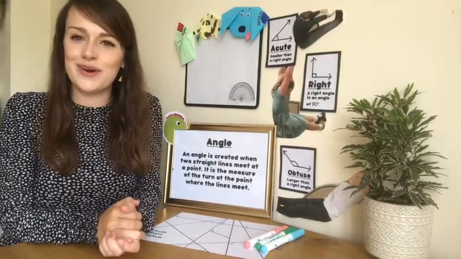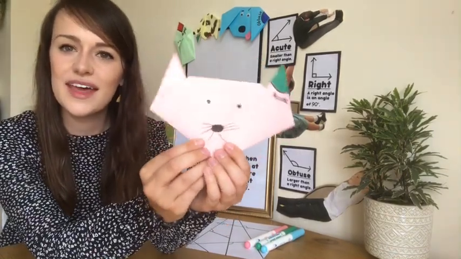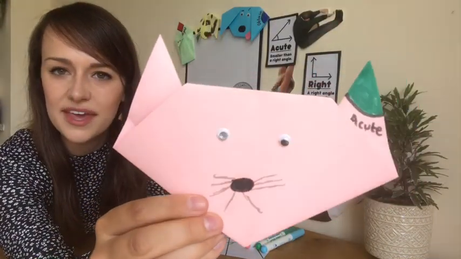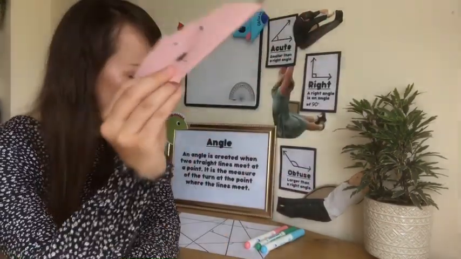And the last 2 activities I thought you could have a go at doing. Firstly, if you find some origami instructions, you can then have a go at identifying different angles within the origami shape. So with this cat, this child found an acute angle on the tip of their ear.